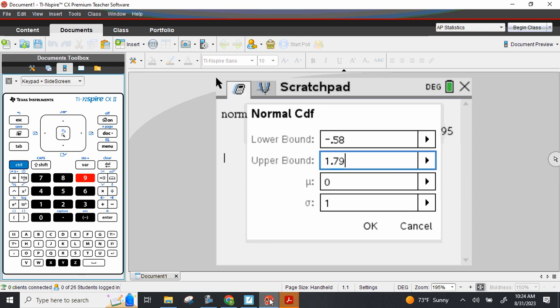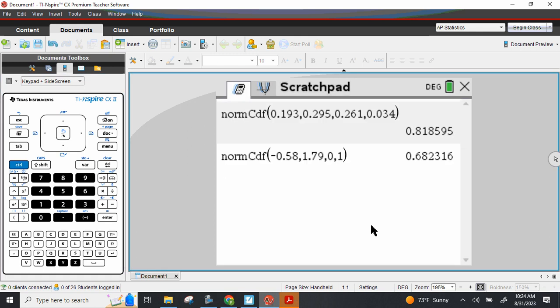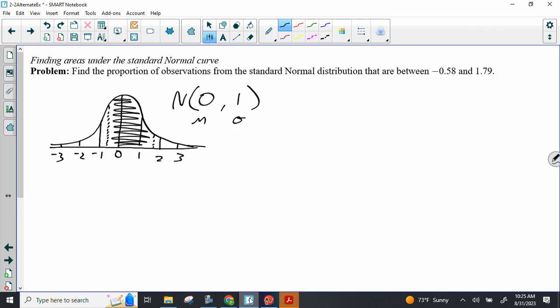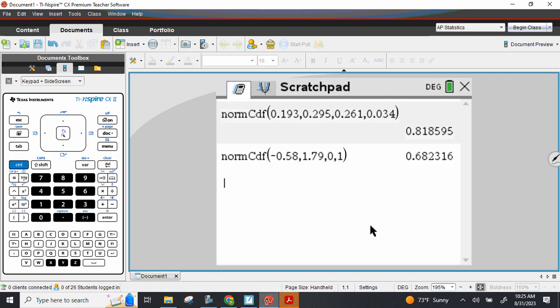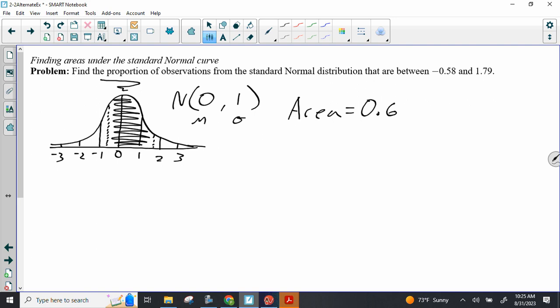I hit enter. Okay, and I get 0.6823 approximately. Yep. This one works actually. This one doesn't have to be a decimal, because it says proportion. I mean, a percentage is a proportion, but also a decimal is a proportion as well. So we're okay with that. I forgot what my answer was. 0.6823. Easy peasy.